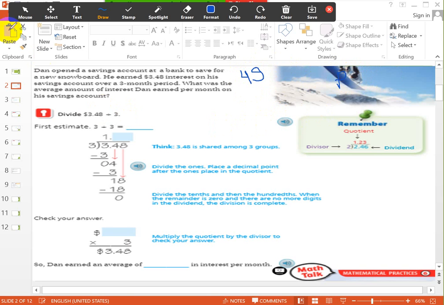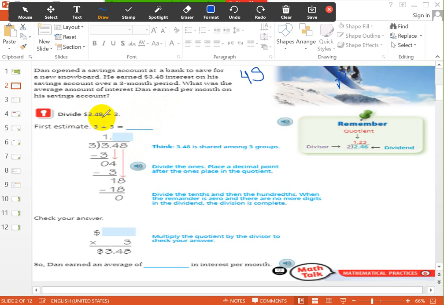So when we want to start the division, first step, we have to estimate the answer, and to find the estimation we use rounding, right? Rounding numbers. So I will round the decimal number to find the estimation.